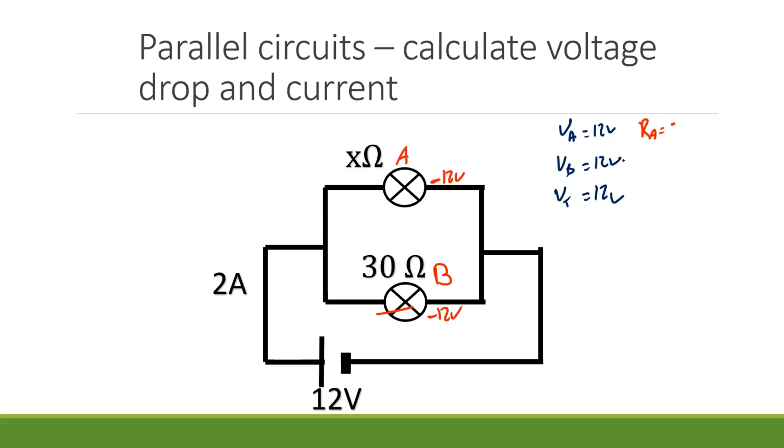With RB though, what's RB? What's the resistance through B? Can you tell me what the resistance through B is? 30. We do know the resistance through B. We don't know the total resistance because we don't know RA. We can't possibly work out the total resistance.